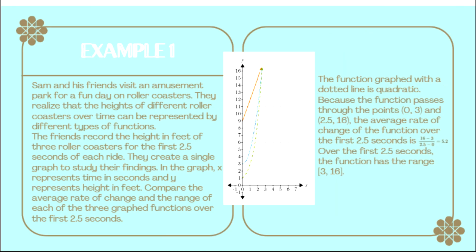The function graphed with a dotted line, which is this blue one, is quadratic. You can see it's got a curve to it. Because the function passes through the points (0, 3) and (2.5, 16), the average rate of change of the function over the first 2.5 seconds is y2 minus y1, so 16 minus 3, over x2 minus x1, 2.5 minus 0, which gives us, I can't read it that small, I think it's 5.2.